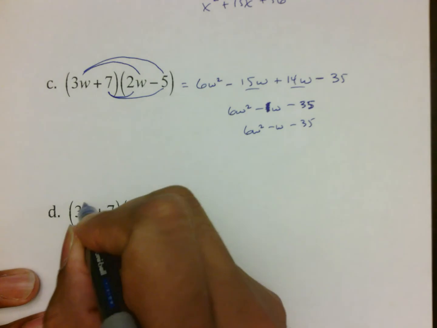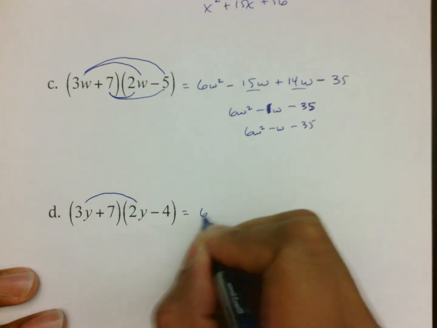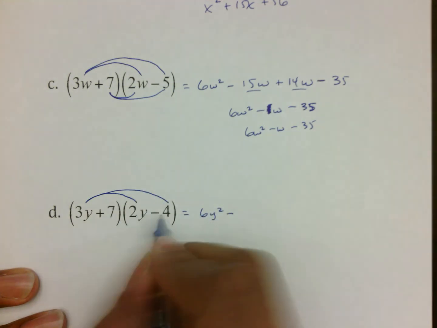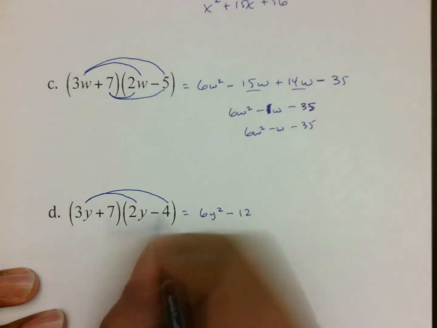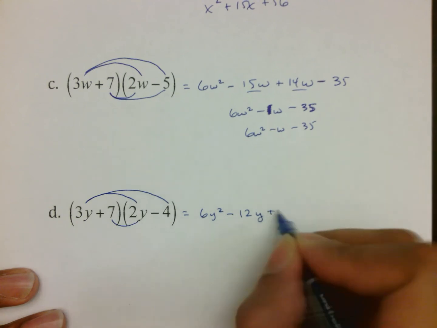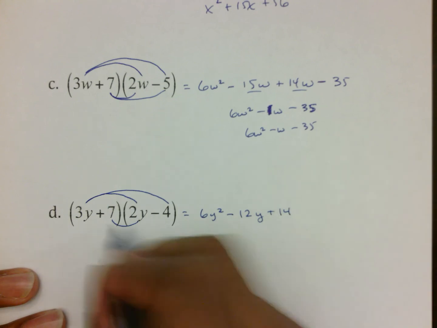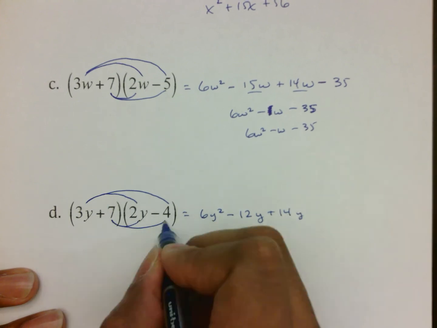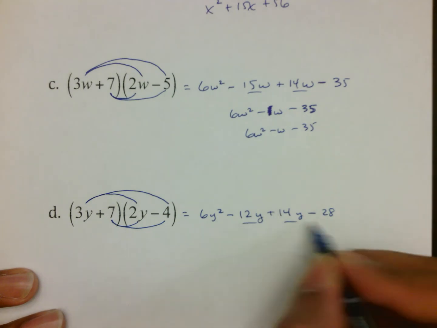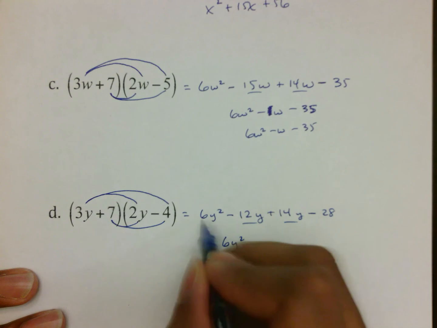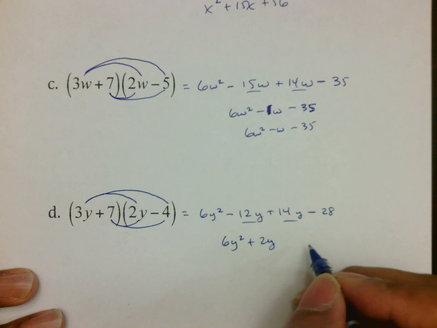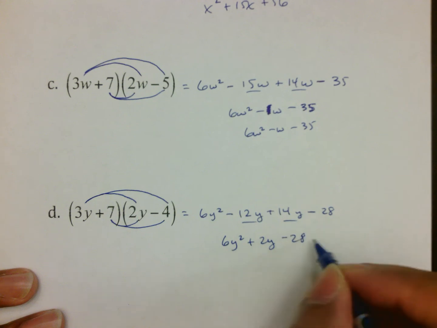And then the last one, 3y meets 2y, making 6 with 2y's, or y squared. 3y meets 4 is going to be negative, because that's a positive times a negative. 12, because of 3 times 4 with 1y. 7 meets 2y, making a positive 14y. And then 7 meets negative 4, making a negative 28. Putting your like terms together, you end up with 6y squared, because that has nothing to go with. This makes a positive 2y, and then minus 28.